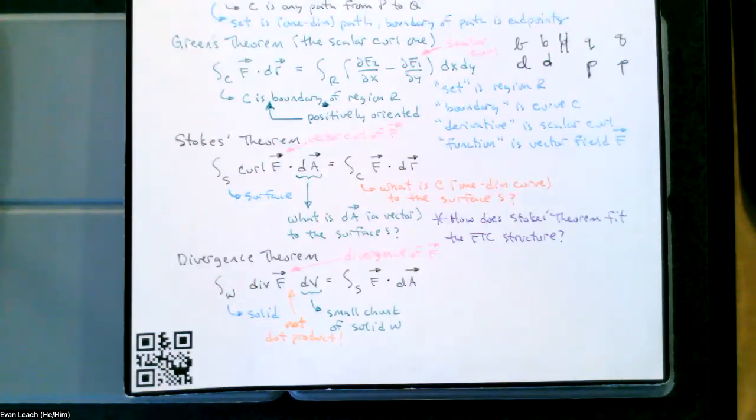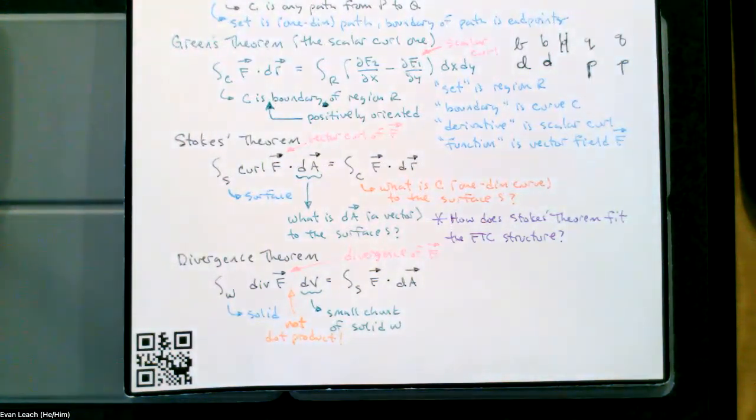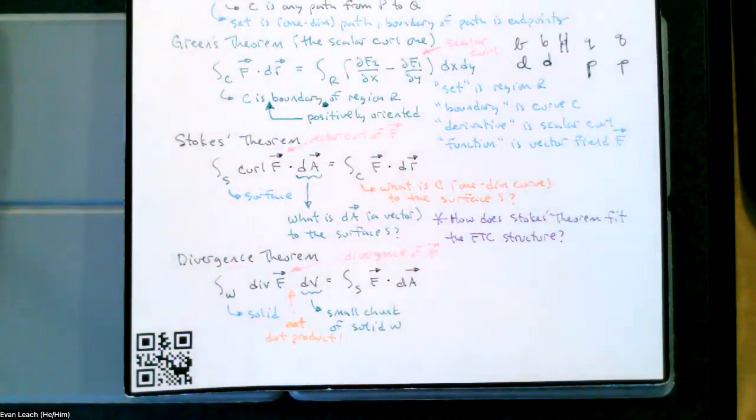Now this is going back to our old triple integral business. Notice that this is not a dot product. So the divergence of F must be some kind of scalar, because I'm not using a dot product. I'm just using regular product, and I'm just multiplying it by dV, which is some chunk of the solid W.